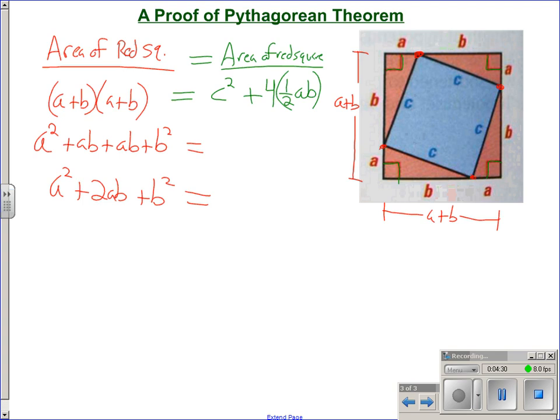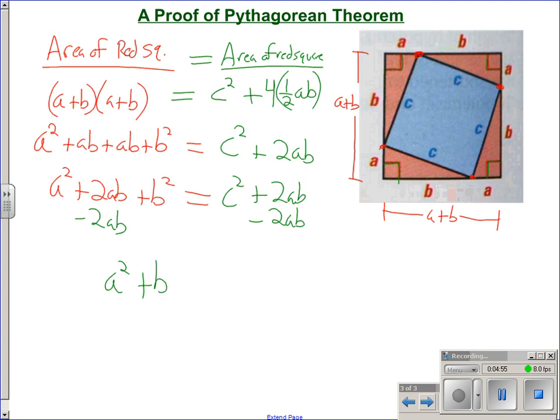Okay, now let's look at the other formula. We have this c squared plus 4 times 1/2 is 2 times a times b. All right, so if you look at this, I'm just rewriting it. We look at our equation that we have now. We have some common things. You subtract 2ab from the right side and from the left side, it's like math magic. Here's Pythagorean theorem. a squared plus b squared equals c squared.